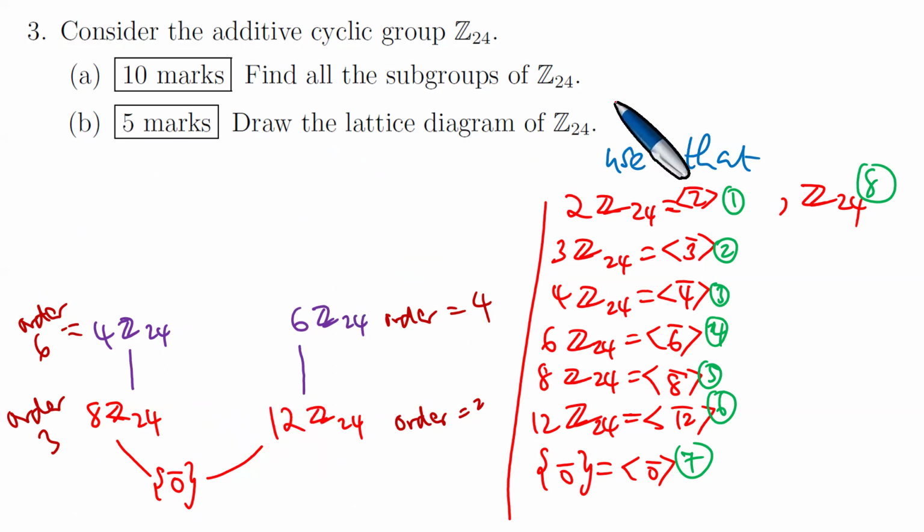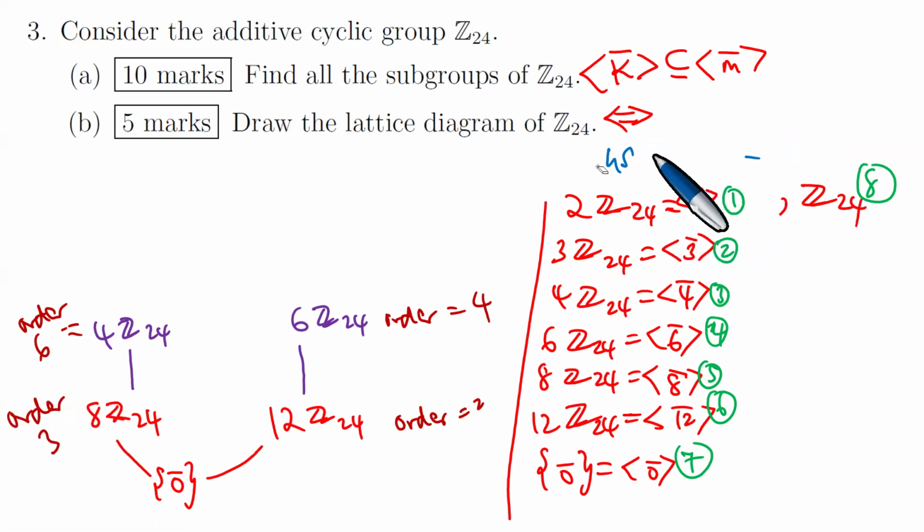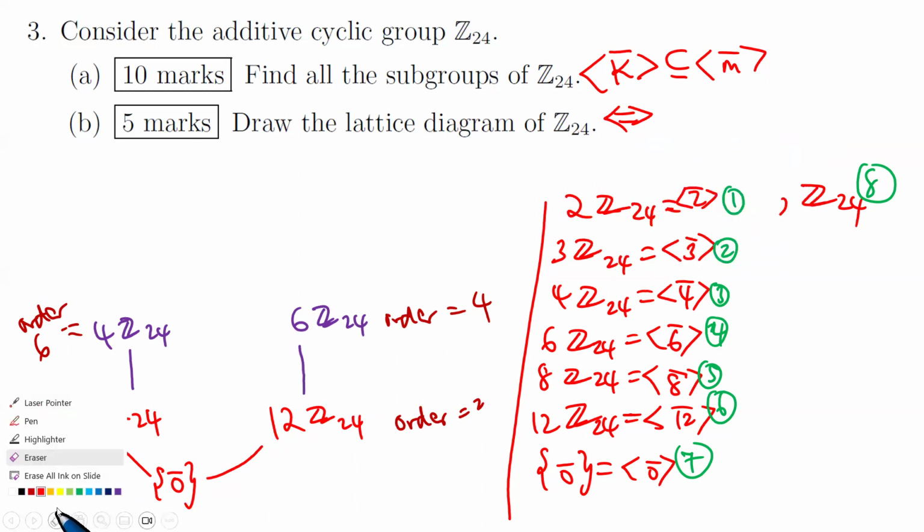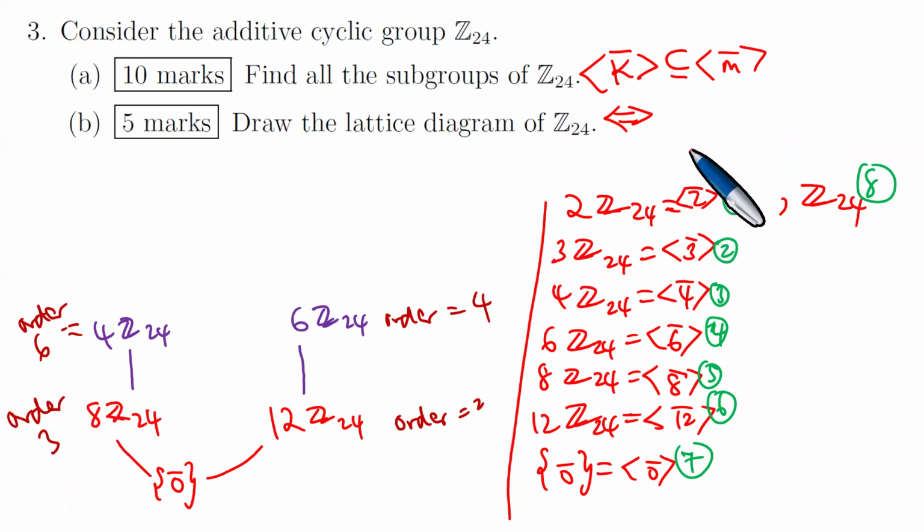I want us to look at the fact that we use the fact that the subgroup generated by K bar is contained in the subgroup generated by M if and only if M divides K. You're going to use it to analyze the set containment so that you can get very consistent results. So if we look at this.